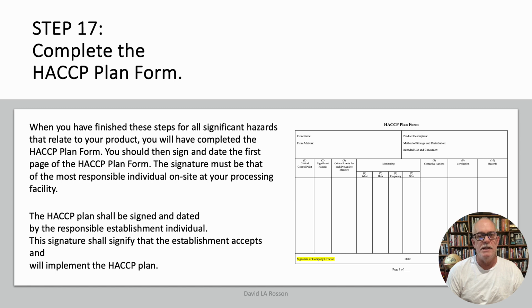It's going to get signed and dated here, step 17. Of course, you've completed all the steps prior to this. This is being accepted now by the firm, or if this was a reassessment, it's being accepted by the firm, or if it's part of the verification, it's being signed and dated, accepted by the firm. Most responsible individual. Go ahead and let's get this thing signed and dated. Step 17. 18 steps to a HACCP plan.